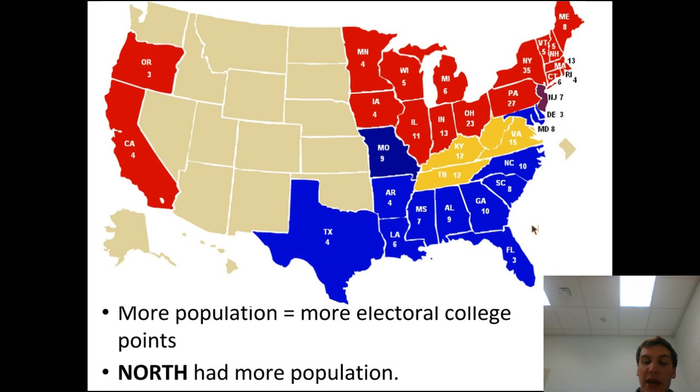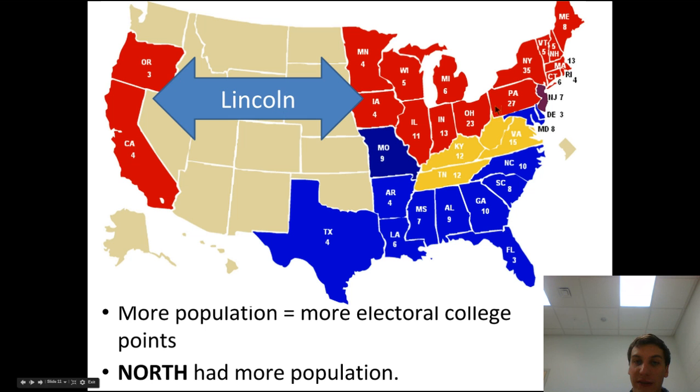So then the final straw happened in 1860. Remember, more population means more electoral college points, and the North is where there was more population. California and Oregon were kind of included in the North, but they were pretty separate. So you had all these states up here, like look at New York, 35, Pennsylvania, 27, Ohio, 23, right? These are huge population states compared to any state in the South where you've got 4, 6, 4, 7, 9, right? Those are small states compared to what was going on in Pennsylvania and New York.